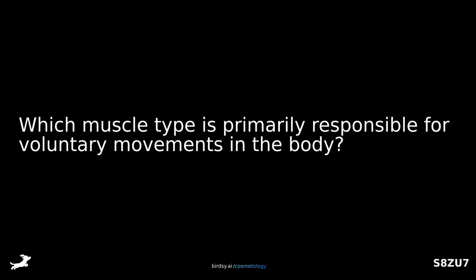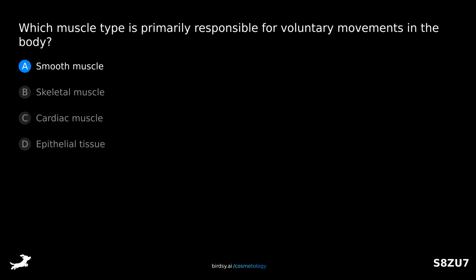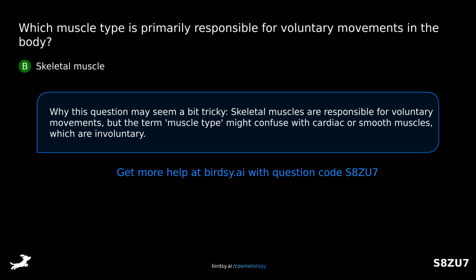Which muscle type is primarily responsible for voluntary movements in the body? Is it A, smooth muscle, B, skeletal muscle, C, cardiac muscle, or D, epithelial tissue? The answer is B, skeletal muscle. Why this question may seem a bit tricky. Skeletal muscles are responsible for voluntary movements, but the term muscle type might confuse with cardiac or smooth muscles, which are involuntary.